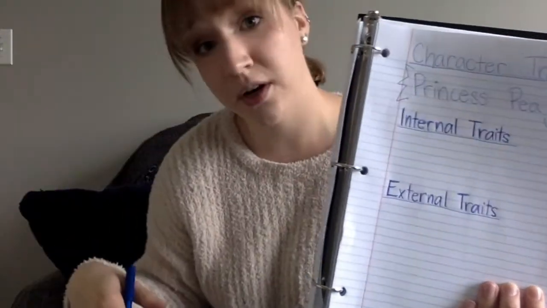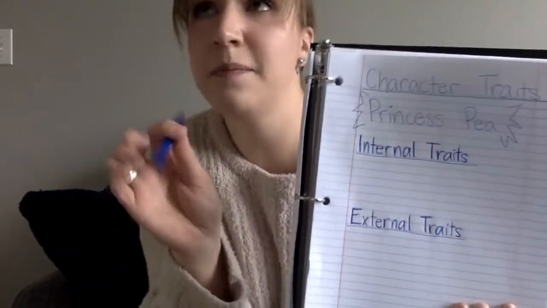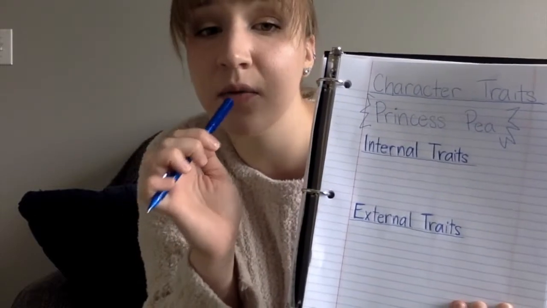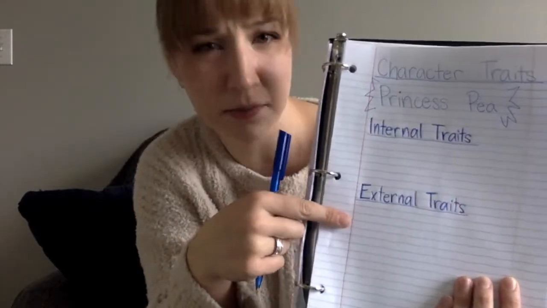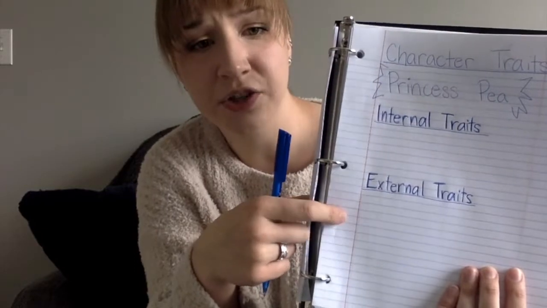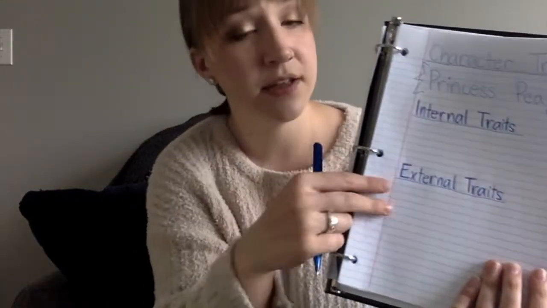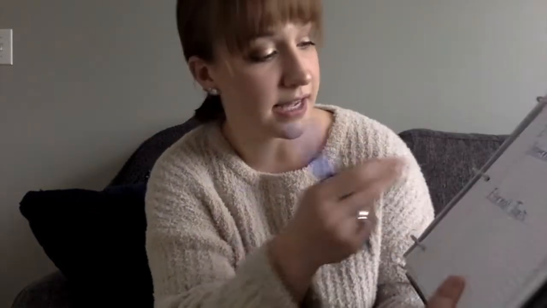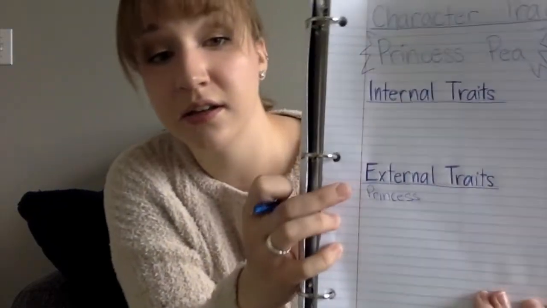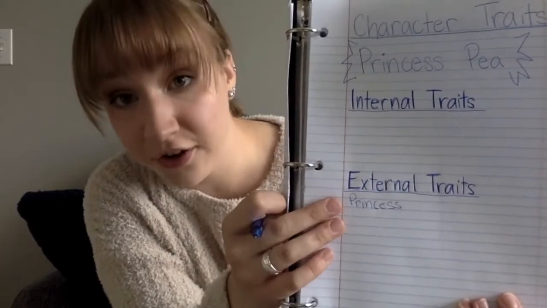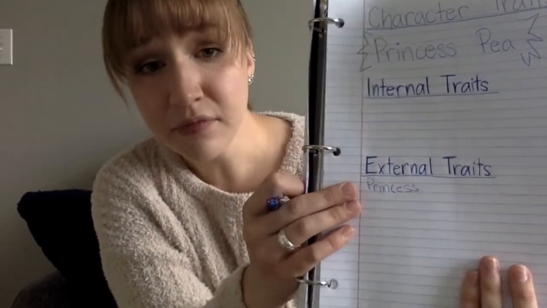Is she tall? Is she short? So let's think back in the story. Let's start with external. Those tend to be a little bit easier. Let's start with external traits of Princess P. So we know that she's a princess, right? So an external trait is that she is a princess. And from the illustration that the author gave us, we know that she wears a dress. So we can put that next to princess. So she wears a dress.